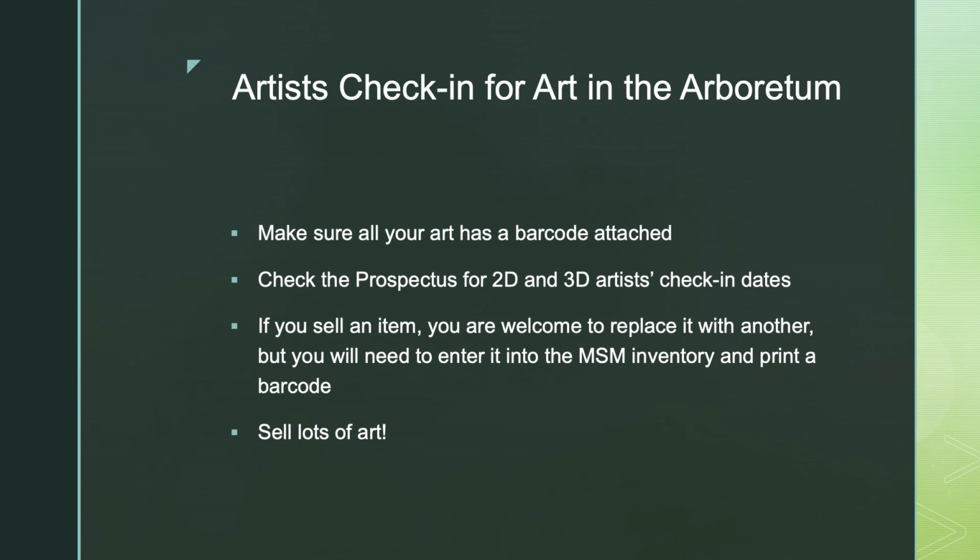Make sure that all your 2D art has a barcode attached. That's any art that's going to be displayed in the auditorium or in the bins. Putting barcodes on 3D art is optional. We know many artists have lots and lots of small items, so you can make the decision. We'll use sales slips if you don't want to put a barcode on it. Check the prospectus for when you're supposed to check in for 2D and 3D. And important, if you sell an item, you are welcome to replace it with another. All you have to do is enter it into the MSM system and print a new barcode, and you're good.